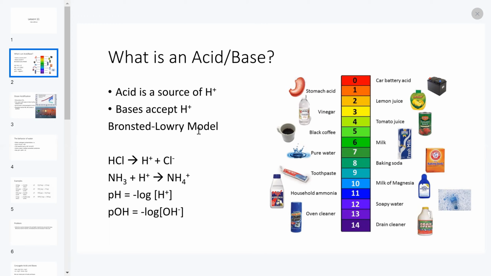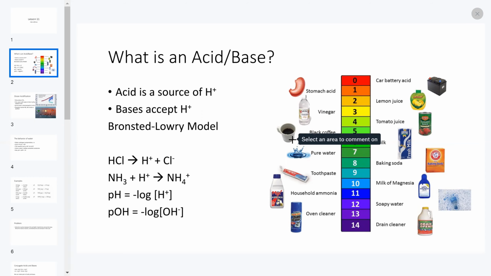For example, here we have hydrochloric acid, HCl, and it goes to H plus and Cl minus. So you're forming H plus. So this is a Bronsted-Lowry acid. And here, ammonia, NH3, is accepting H plus to form ammonium. So it's a Bronsted-Lowry base.